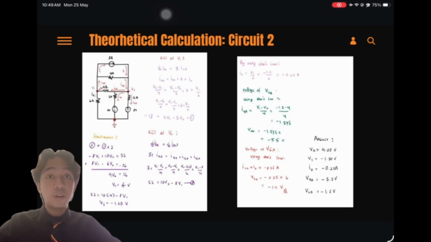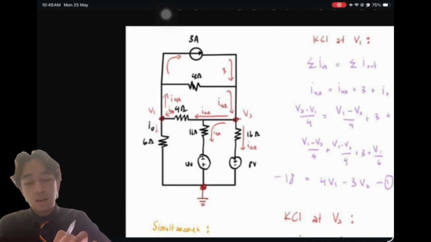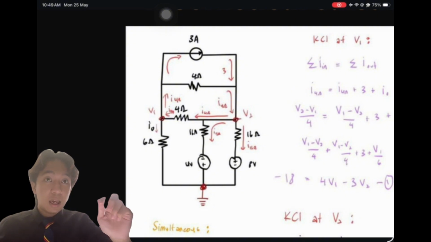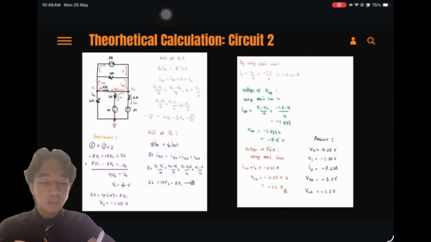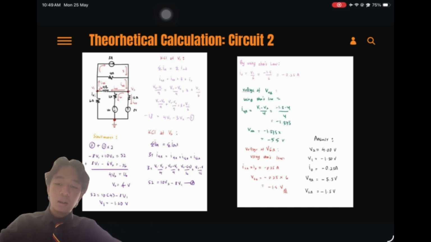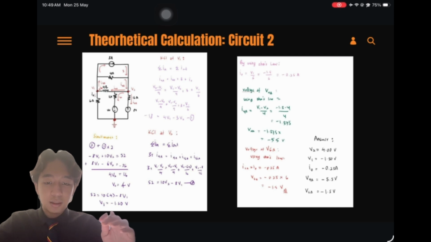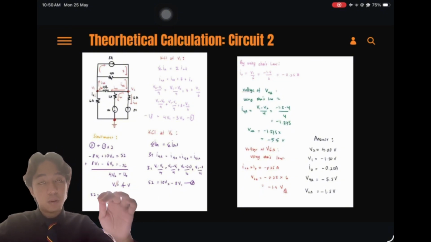Alright, so now we are moving on to the second question, which is circuit 2. As you can see here, we are using the nodal method, and for the first step, I draw the circuit, label and choose the reference and the unreferenced nodes, and then put our ground. After that, I draw and determine the direction of the current.